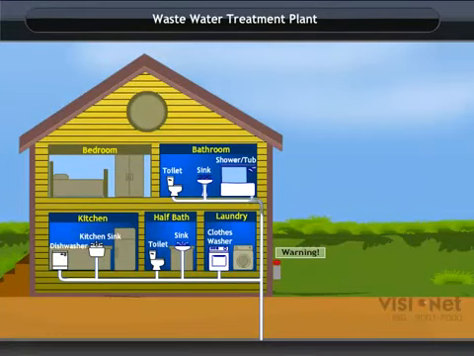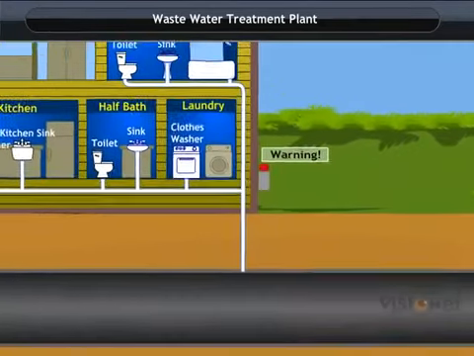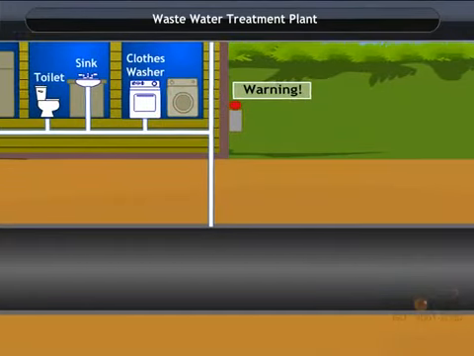Wastewater treatment plants. In wastewater treatment plants, the wastewater is treated through physical, chemical, and biological processes to remove the physical, chemical, and biological contaminants.